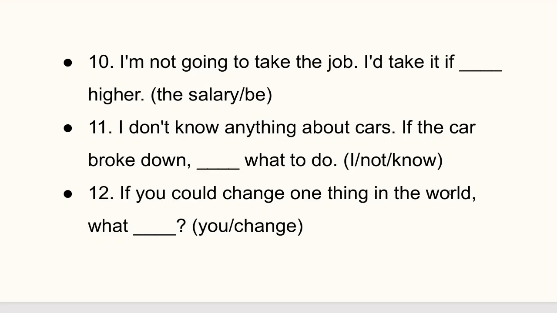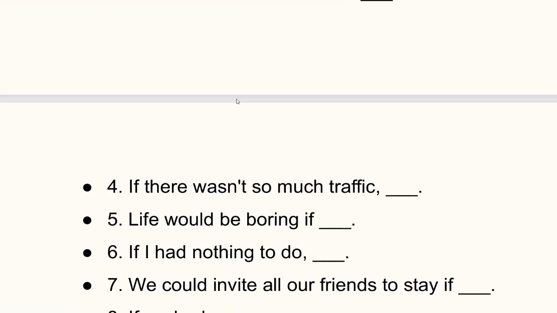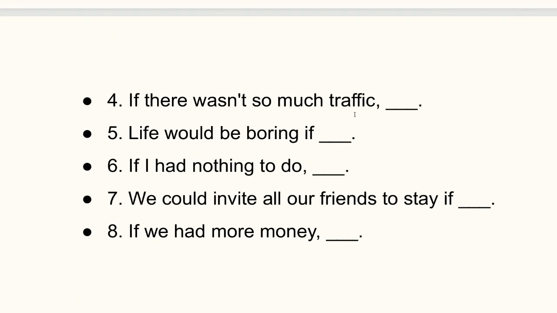If you could change one thing in the world, what would you change? I'd buy that jacket if it was a bit cheaper. If there was a good film on TV tonight, I would watch it. This room would be nicer if we had some pictures, if we had some flowers in the room. If there wasn't so much traffic, the air would be cleaner. Life would be boring if every day were the same.